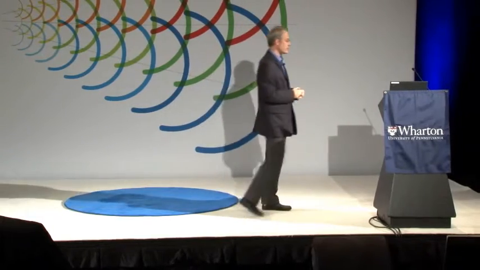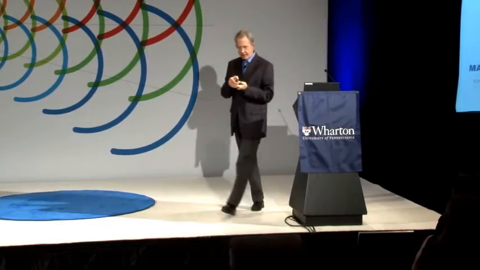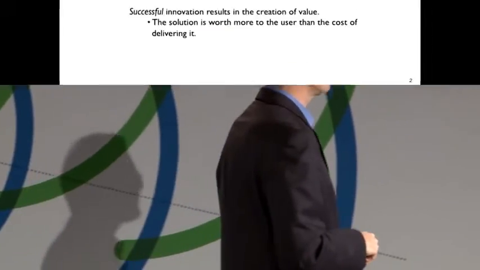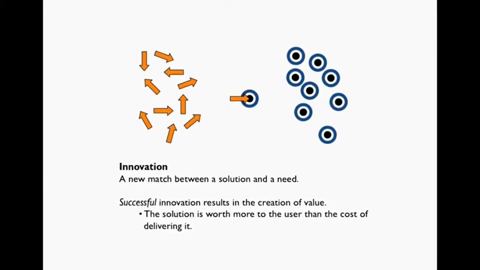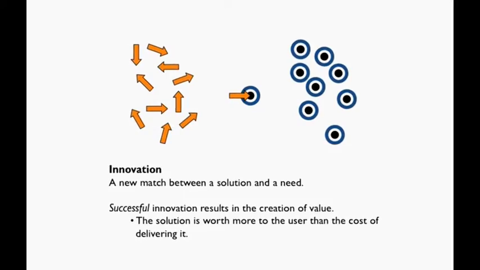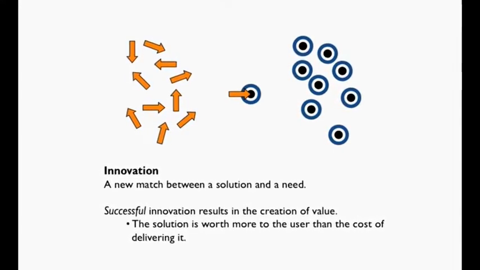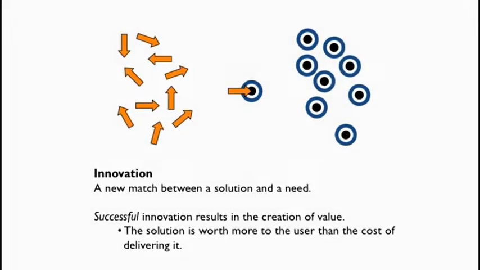So let me start with a couple of definitions, what I mean by innovation. I adopt a quite broad and very simple definition, which is that innovation is a new match between a solution and a need. In my schematic here, you can think of the arrows as solutions and the targets as needs. And what innovation does is put together a new match.